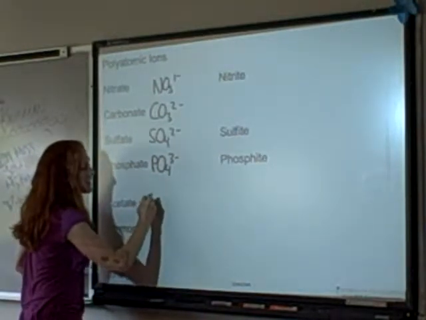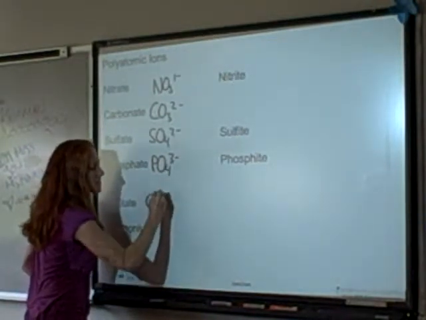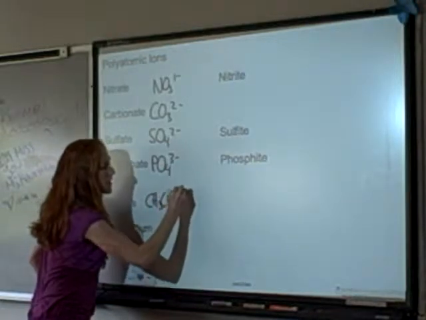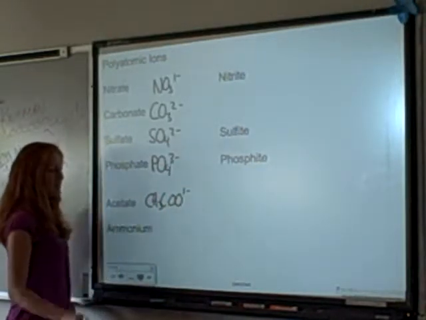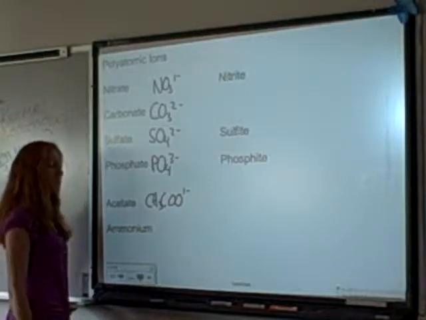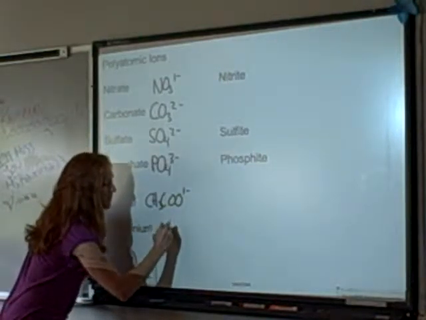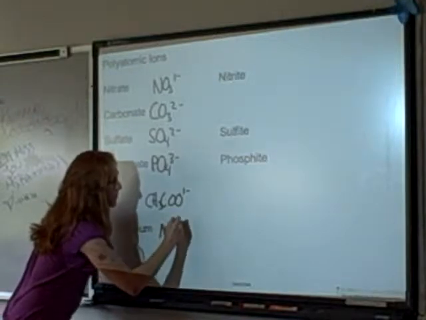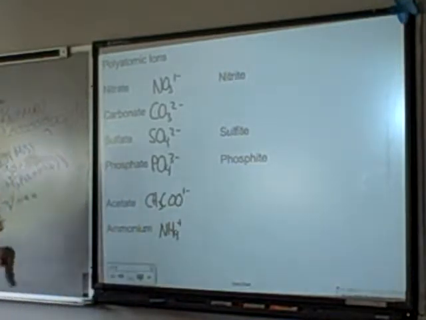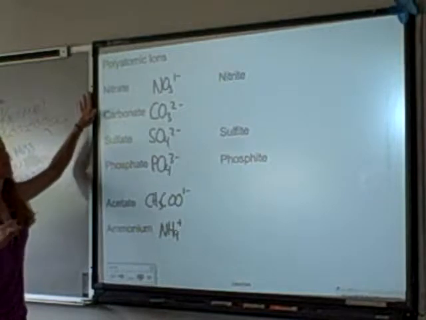Acetate can be written as CH3COO, it has a 1- charge. I could write that as C2H3O2 with a 1-. Ammonium's the only positive one we memorized. It's NH4 and it's a 1+. Okay, so if you memorize the -ates, there's a great pattern here.